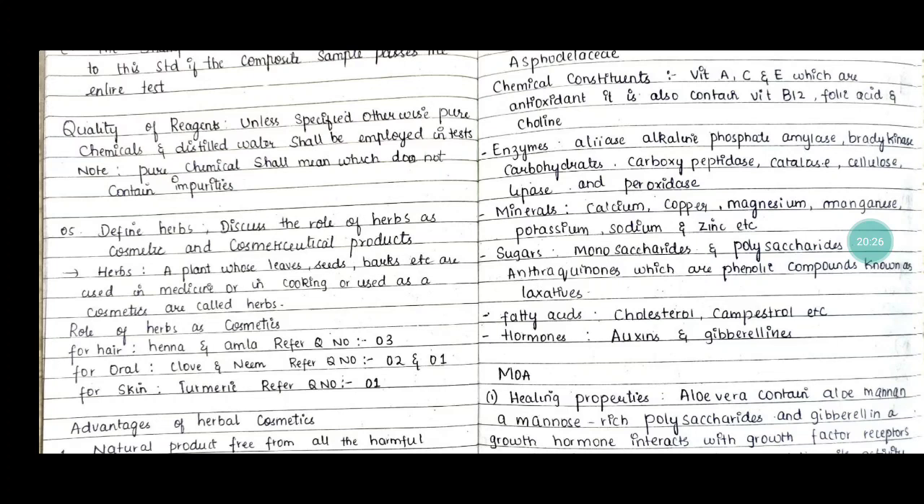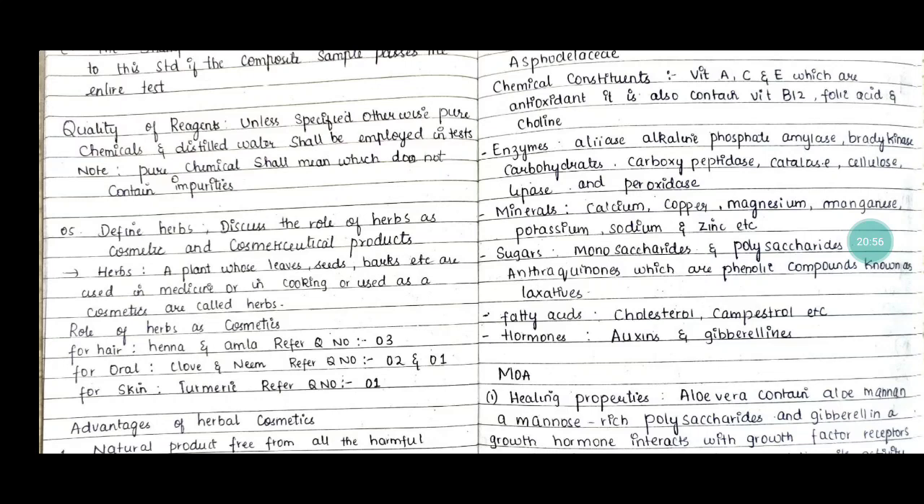The minerals present in aloe vera are calcium, copper, magnesium, manganese, potassium, sodium and zinc, etc. Then sugars, monosaccharides and polysaccharides, and anthraquinones, which are phenolic compounds known as laxatives, and fatty acids such as cholesterol, campesterol, etc. Lastly, the hormones present in aloe vera are auxins and gibberellins.